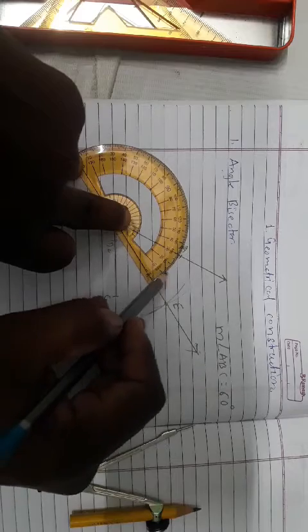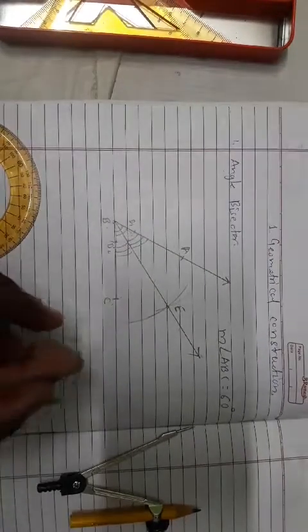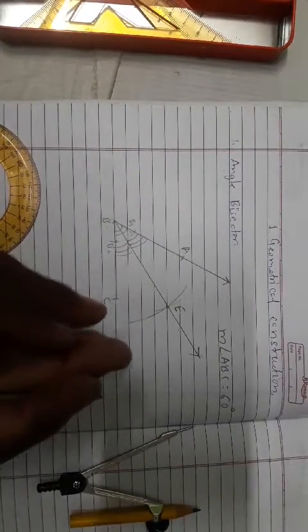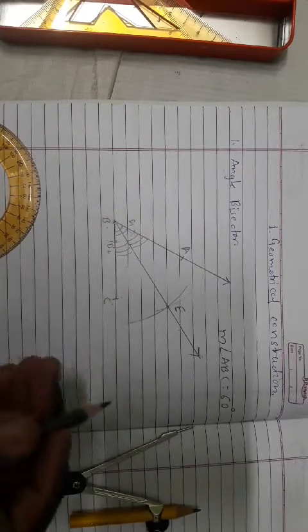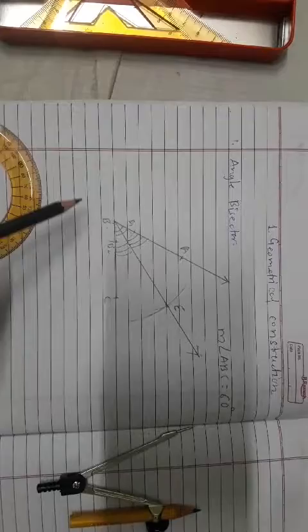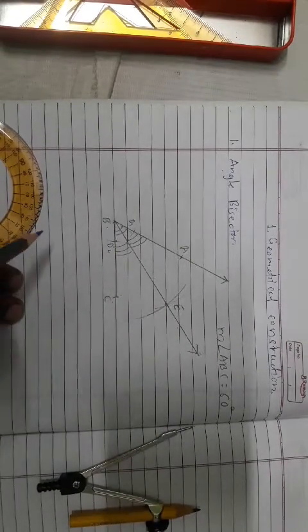So both the angles become similar to each other. These both angles have become similar, which means they have been bisected. This is how we bisect an angle. What we have done? First we have drawn an angle ABC, major angle ABC. It was 60 degrees.